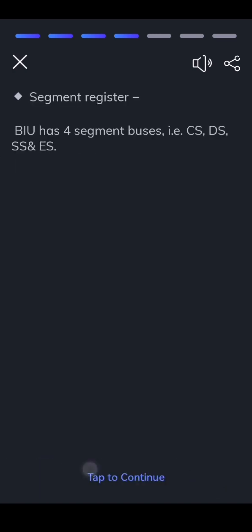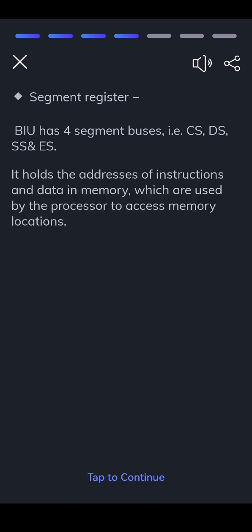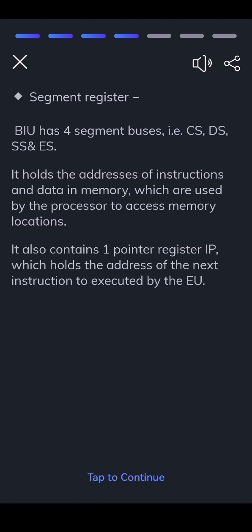Segment registers: BU has 4 segment registers, CS, DS, SS and ES. They hold the addresses of instructions and data in memory, which are used by the processor to access memory locations. It also contains one pointer register, IP, which holds the address of the next instruction to be executed by the EU.